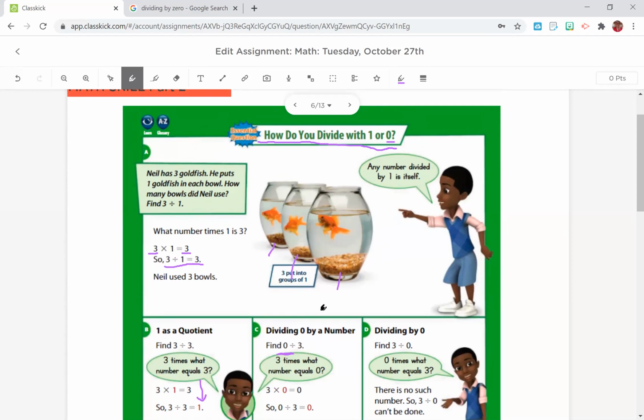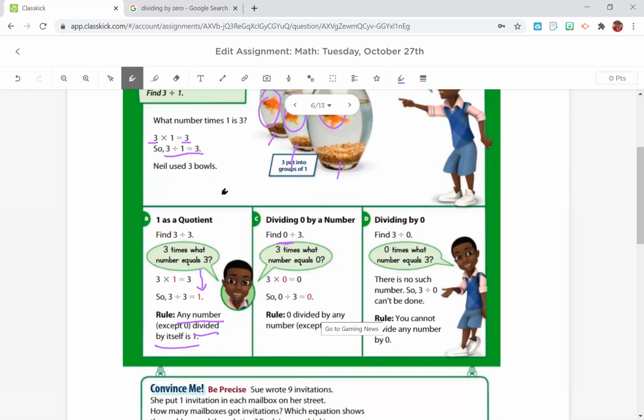Let's look at this first word problem. Neil has 3 goldfish. He puts 1 goldfish in each bowl. How many bowls did Neil use? How many goldfish are in each bowl and how many bowls did he use? He had a total of 1, 2, 3 goldfish. You can see them right here, 3 goldfish and 3 bowls. Anything divided by 1 is the other number.